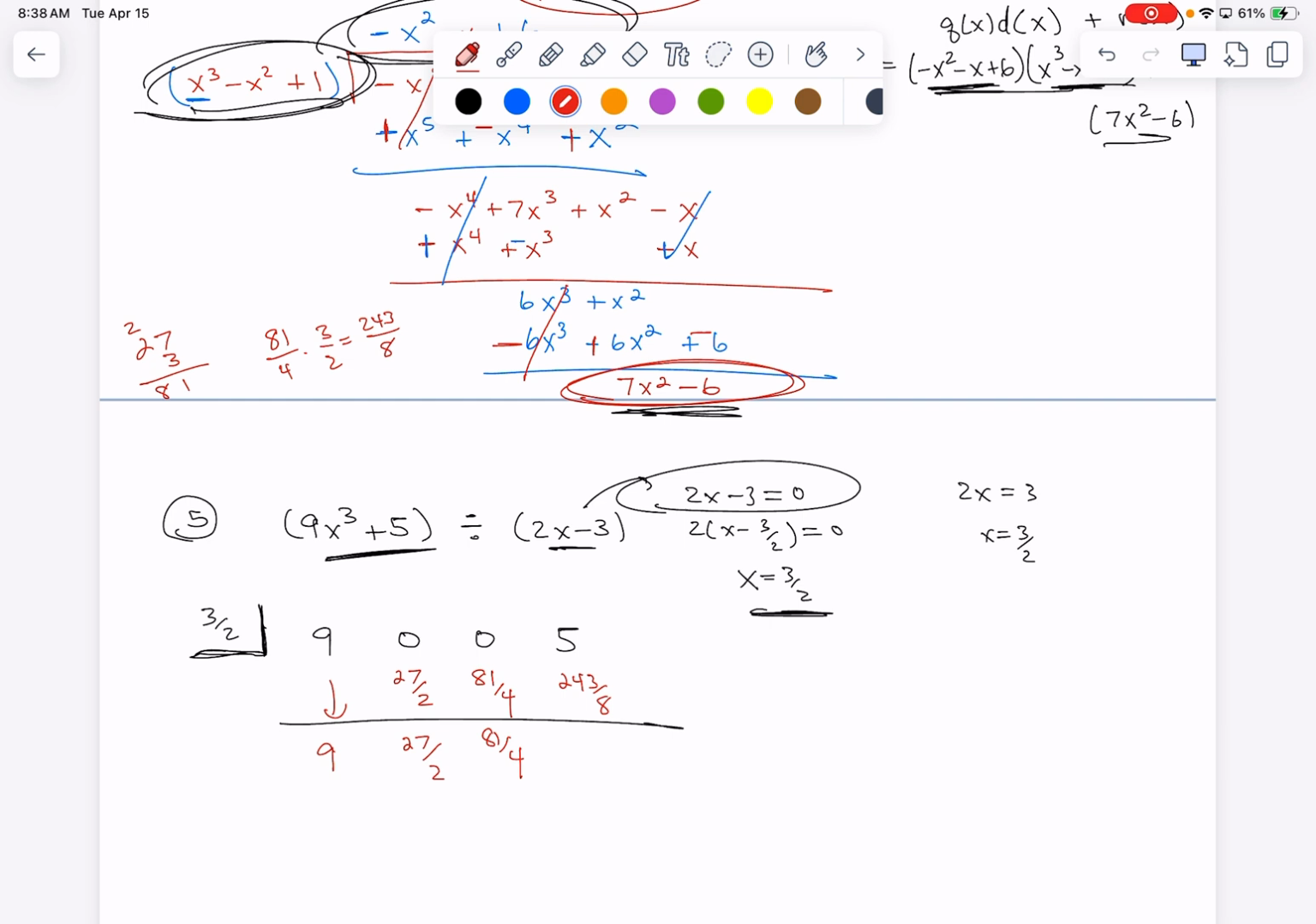Now we have to subtract. I don't know what to do. All right, no, we add them. So it'd be 5 over 1 plus 243 over 8. What's the common denominator? 8. So it's going to be 40 over 8 plus 243 over 8, which is what? 283 over 8. This is the remainder.